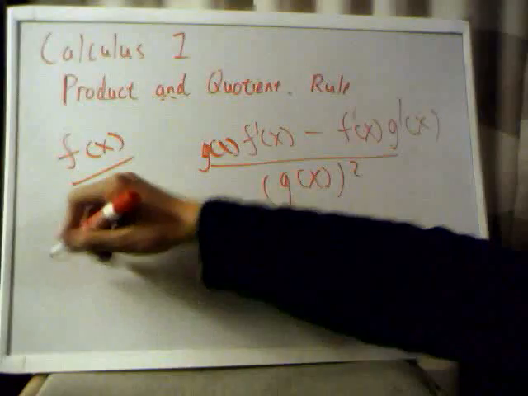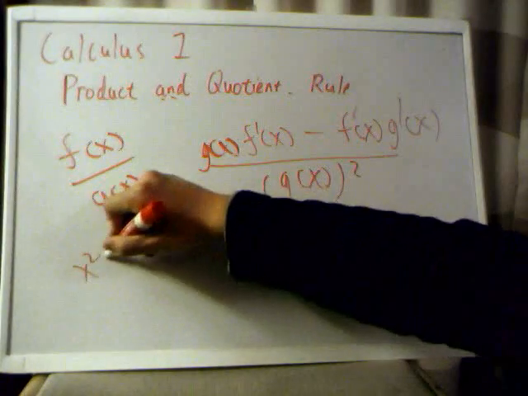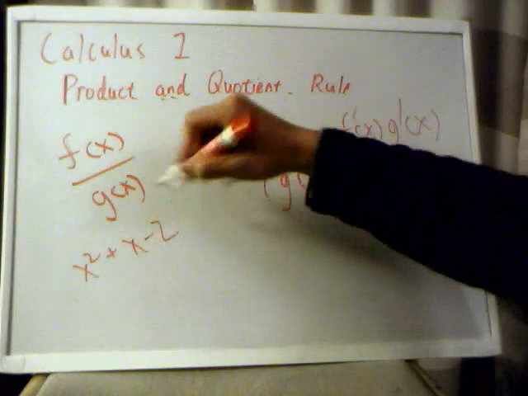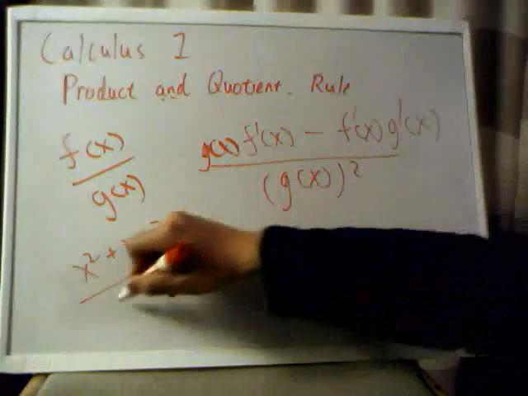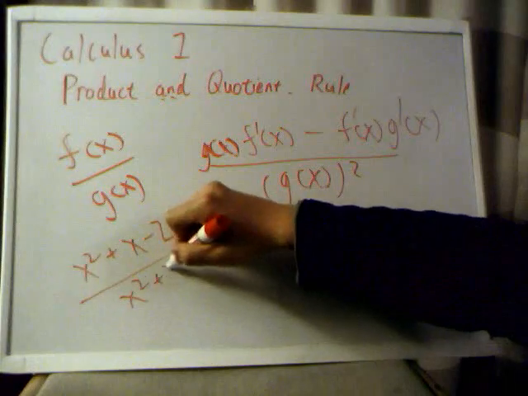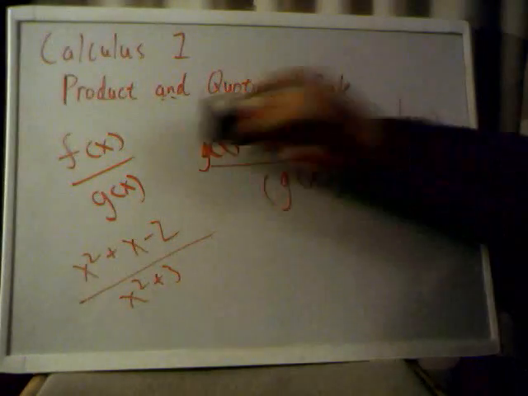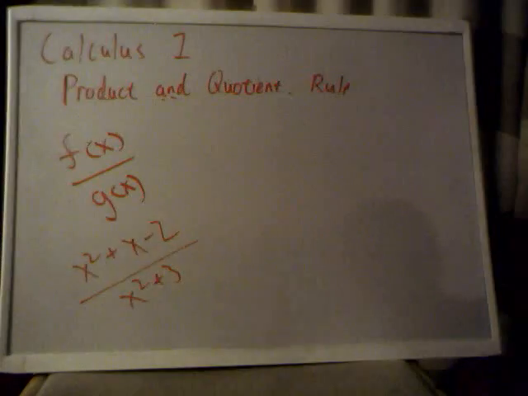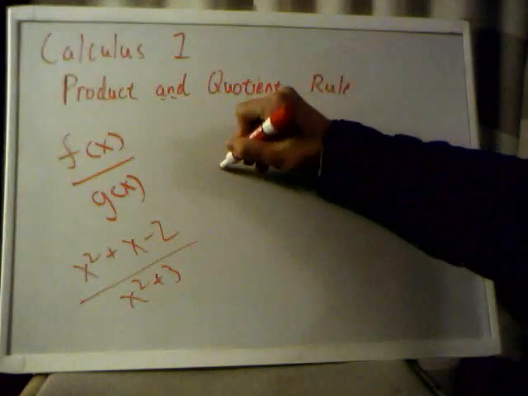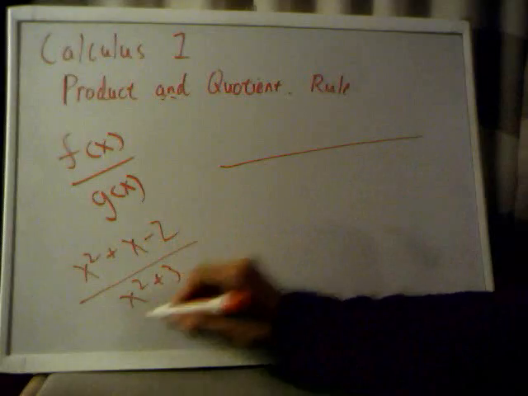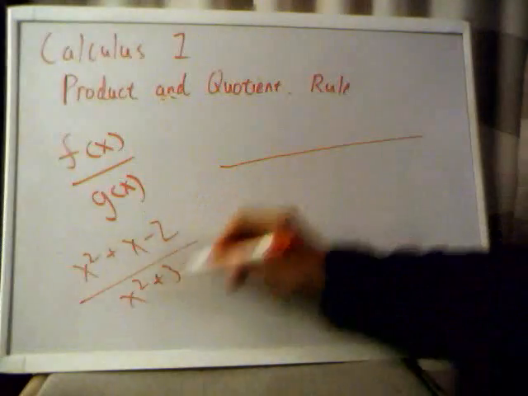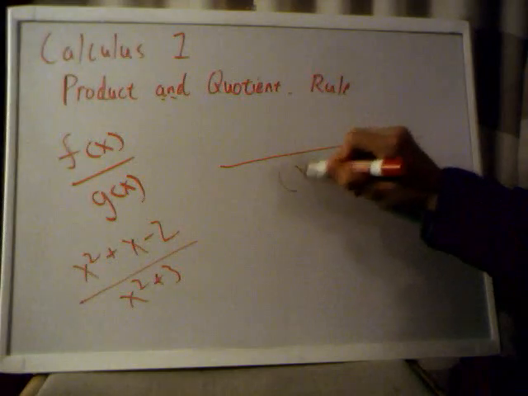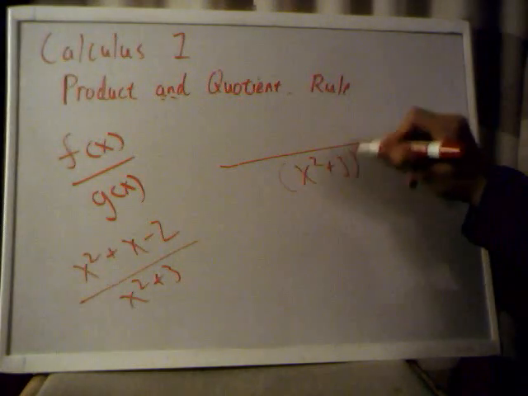Let's say the function is x squared plus x minus 2, all over x squared plus 3. Okay, so clearly you can see that this is a quotient, so we need to use quotient rule. And so how do you do this? First, let's do the denominator. You have x squared plus 3, then you just square that.